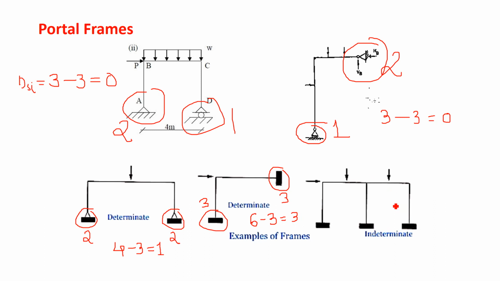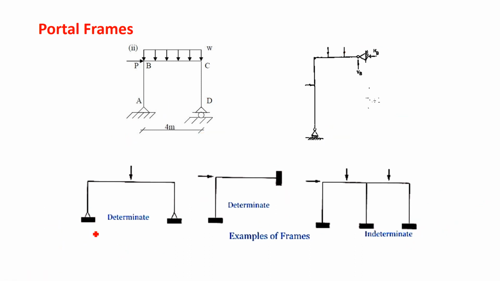Then the last frame is a 2-way frame. So it has 3 columns. So all 3 columns are fixed at the bottom. So total number of reactions are 9 here, 3 at each support. So 9 minus 3, DSI equal to 6 for this frame. Okay. So this is for portal frames.